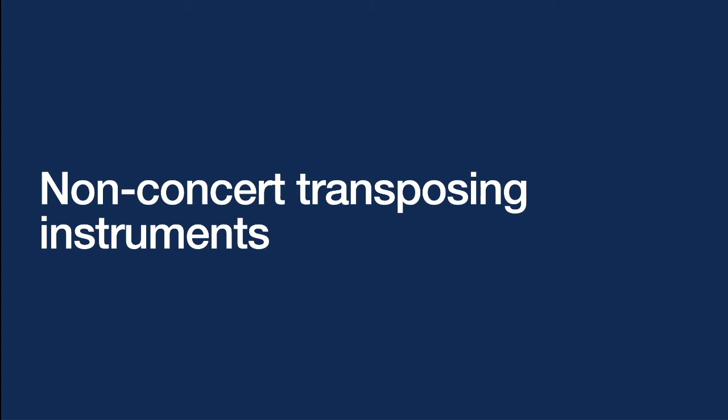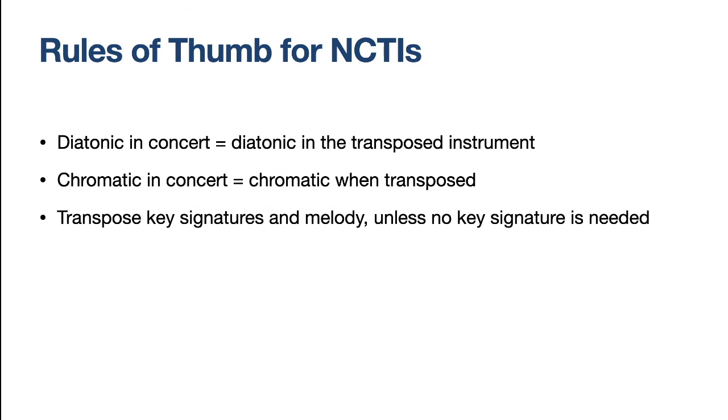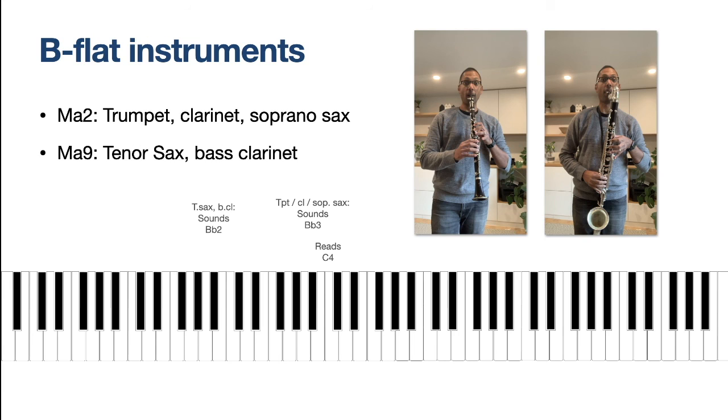In contrast, non-concert transposing instruments transpose by an interval other than an octave. Examples of these instruments are saxophones, clarinets, and French horns. Here are some good general rules of thumb for non-concert transposing instruments. If a note is diatonic in the concert pitch, it is diatonic in the transposed instrument. If it's chromatic in concert, it's also chromatic when transposed. And the third rule of thumb is to always make sure that you transpose key signatures and melody, unless no key signature is needed. When B-flat instruments read the note C4, they sound a B-flat.